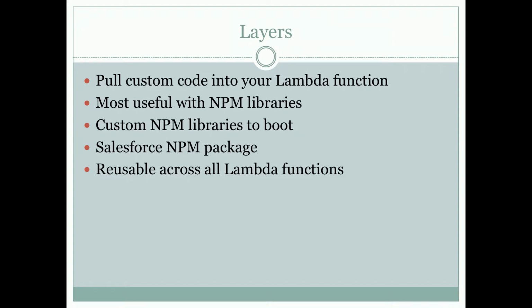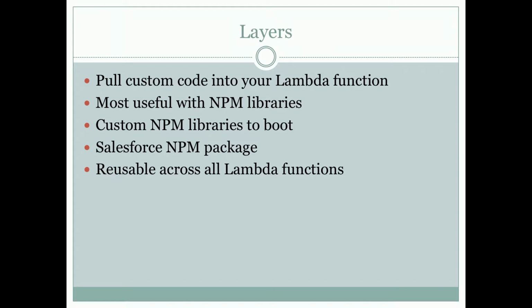So instead of including that node module in every function that I release, say I have 10 functions that use this, I can just create a layer. It's most useful with NPM libraries. That's where I usually find myself using this. And then also anything custom that you can do too. It's basically a way to inject dependencies into your code without including them in every function that you write.